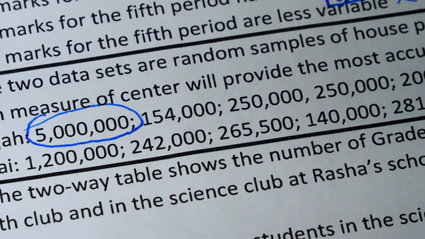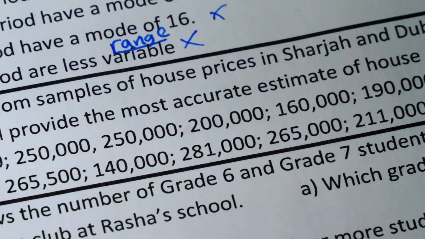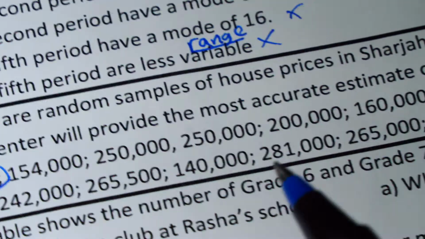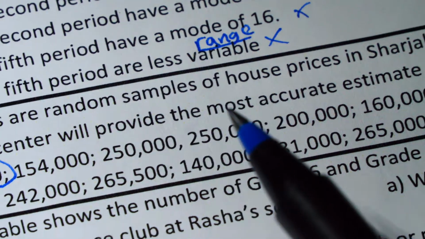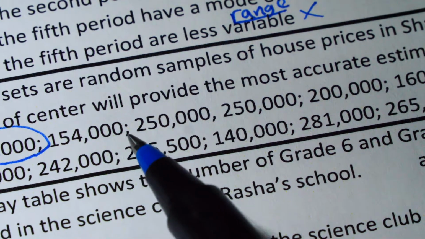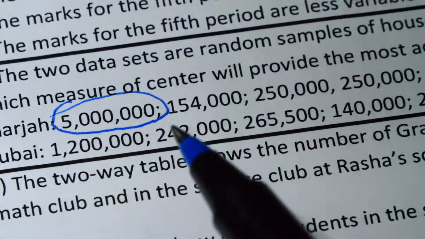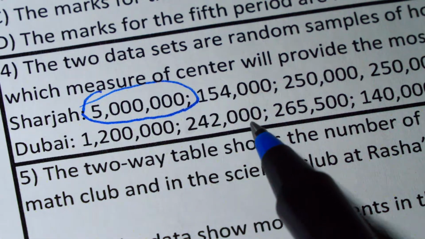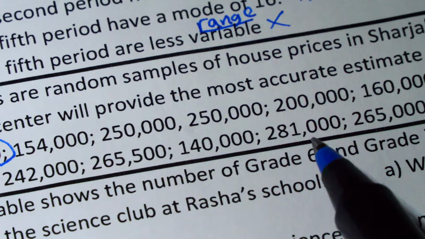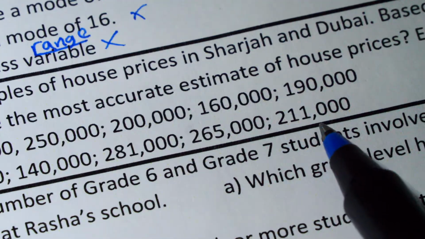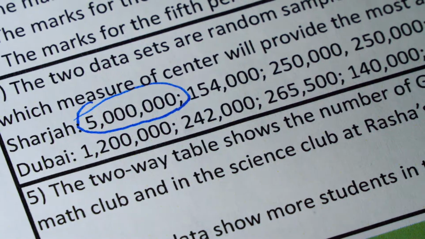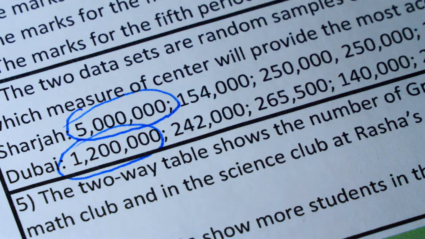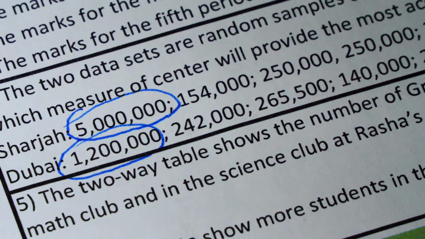So we cannot use the mean. Okay? We can use the median or the mode. So let's look at Dubai first. We have 1.2 million, 242,000, 265,000, 140,000, 281,000, 265,000, 211,000. So again, for Dubai, we have a big number. That's an outlier. It's very different. So we know we cannot use the mean.